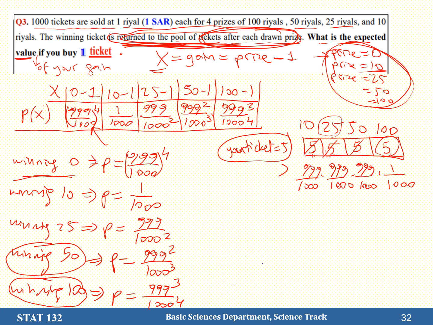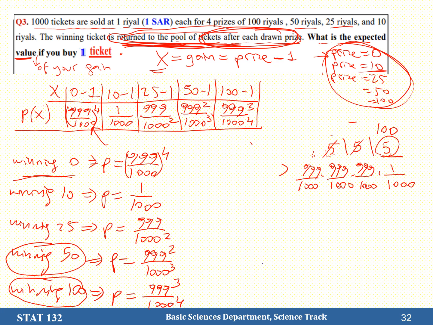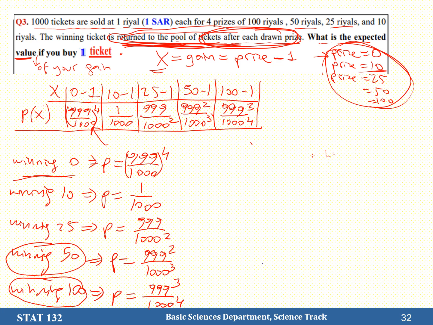Now we can write the expected value. And this calculation is here. This calculation assumes the drawing is done for first 10, and then 25, then 50, then 100. So it goes like this. And when you add all these, you will get 1. I mean, I checked it.